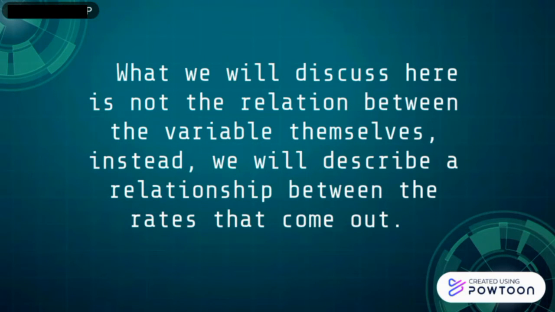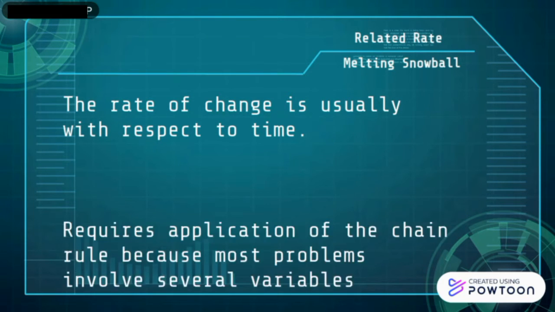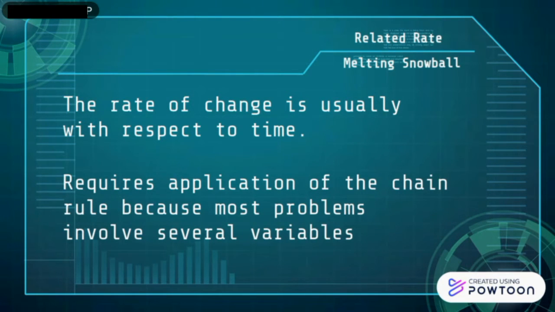What we will discuss here is not the relation between the variables themselves. Instead, we will describe a relationship between the rates that come out. The rate of change is usually with respect to time. Differentiation with respect to time or one of the other variables requires application of the chain rule because most problems involve several variables.